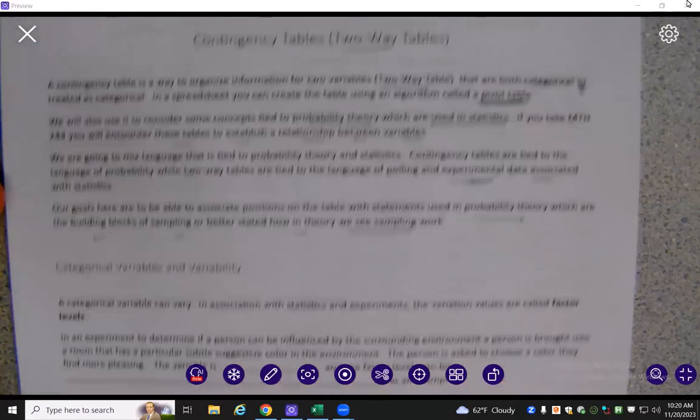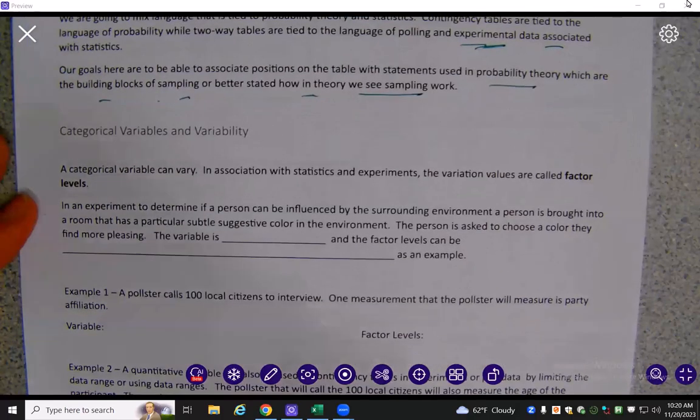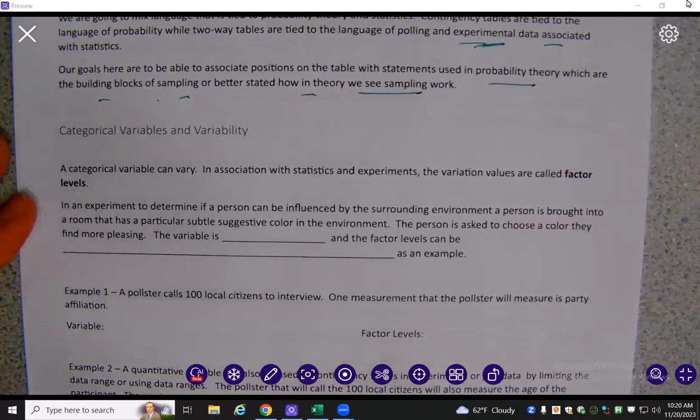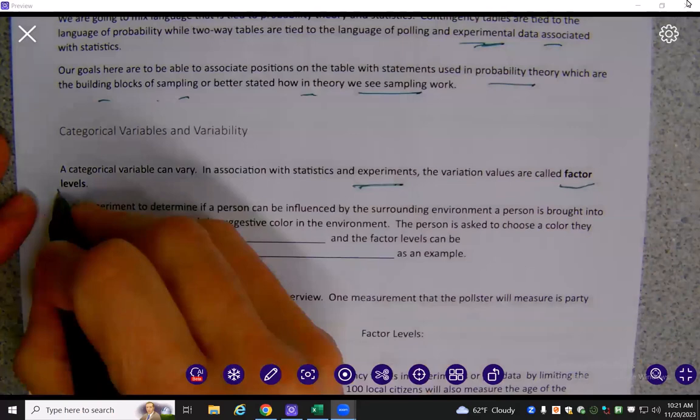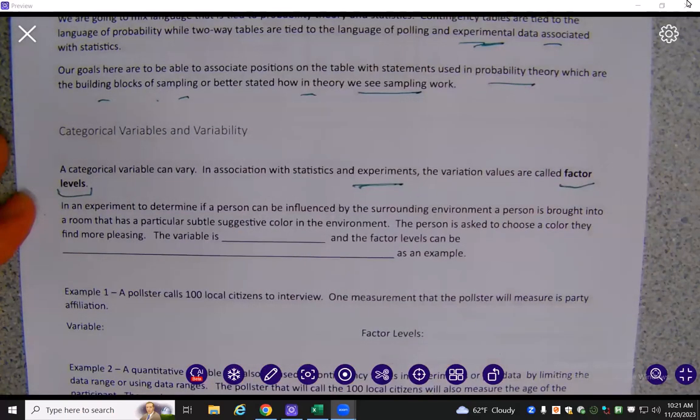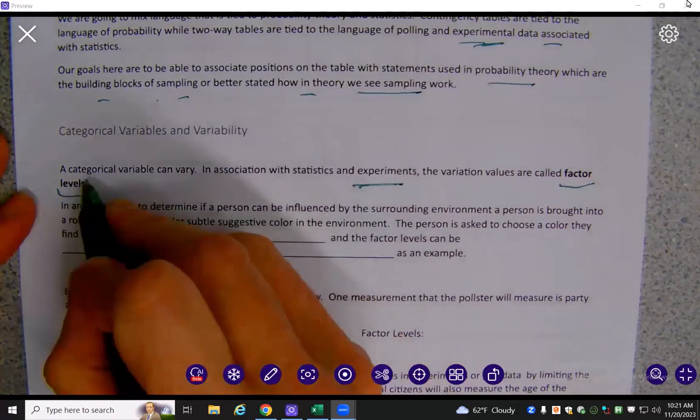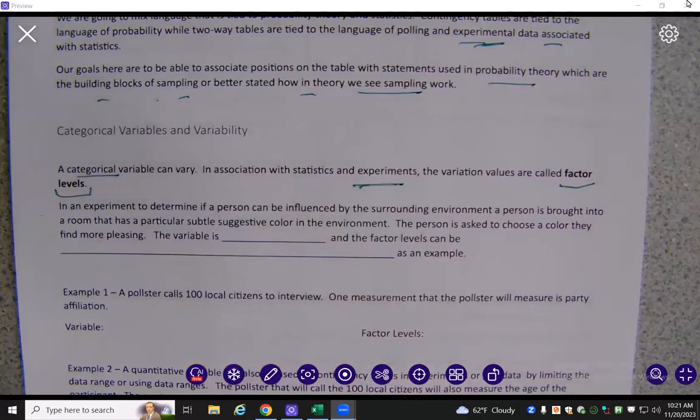A quick little thing here: categorical variables and variability. A categorical variable can vary in association with statistics and experiments. The variation values are called factor levels. This is back to experiments. If you ever hear the word factor level, we're usually talking about a categorical variable, but the levels are how that category can vary. Even though categorical variables are not numerical, we still think of them as varying.